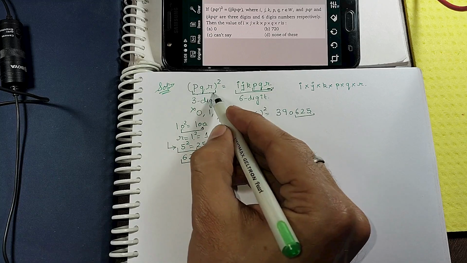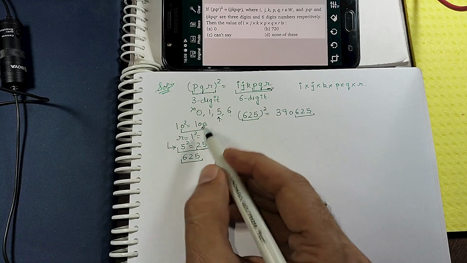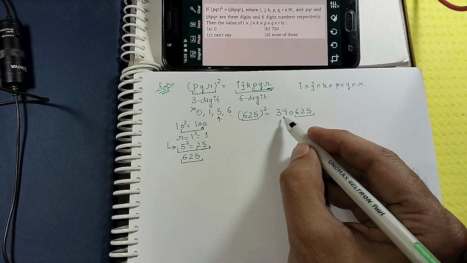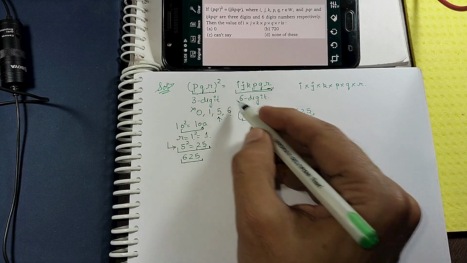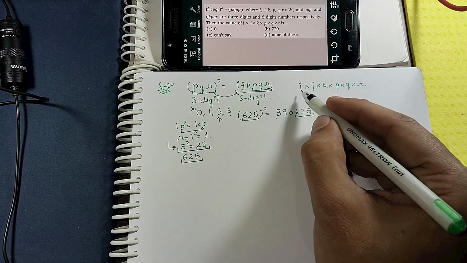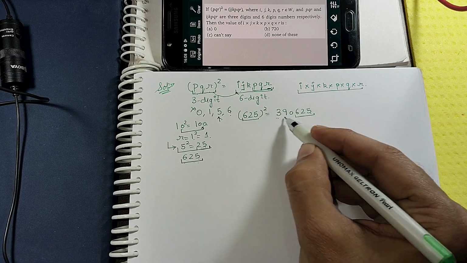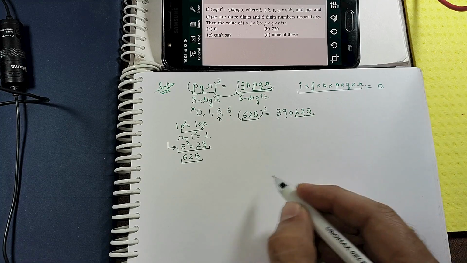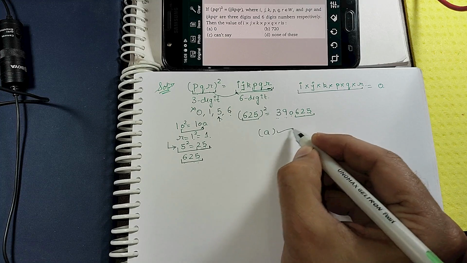Since this is a 3-digit number, I need a distinct value for the third digit also, so I checked 625. So this is 390625, and this follows the principle. We need to find the product of all these digits. Since 0 is over here, the product will be equal to 0. So the right option for this question will be option number A.